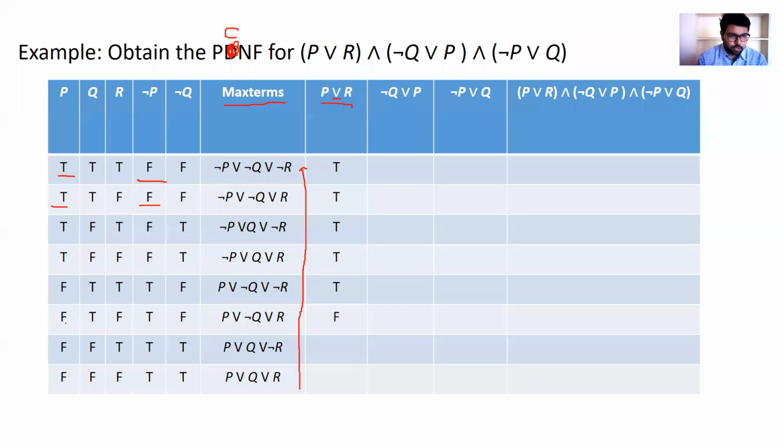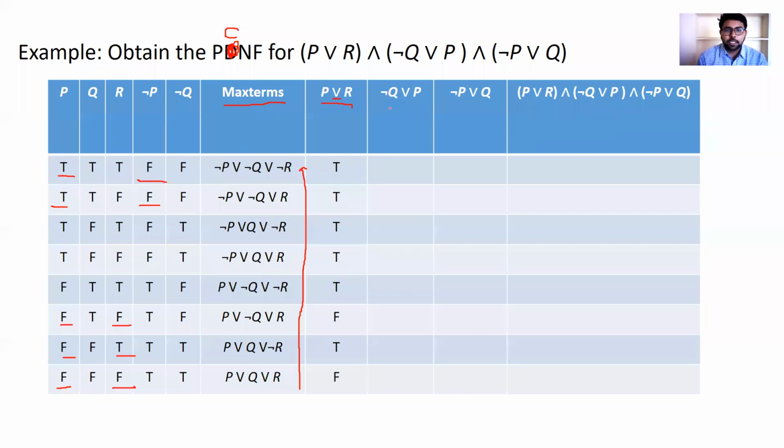Sorry, just a minute. Okay, I was looking at P or R, sorry, I am looking at negation P. Okay, false false, false, false true, true, false false, false.